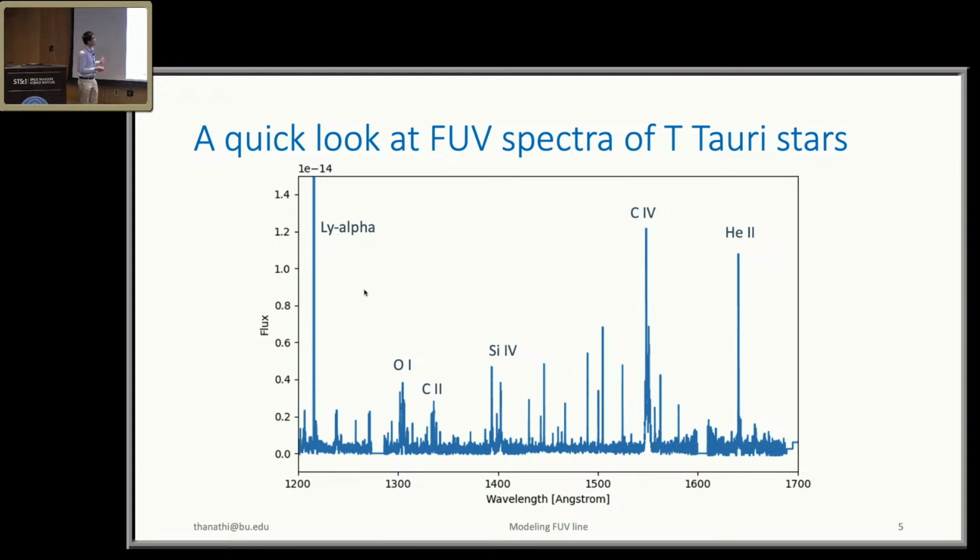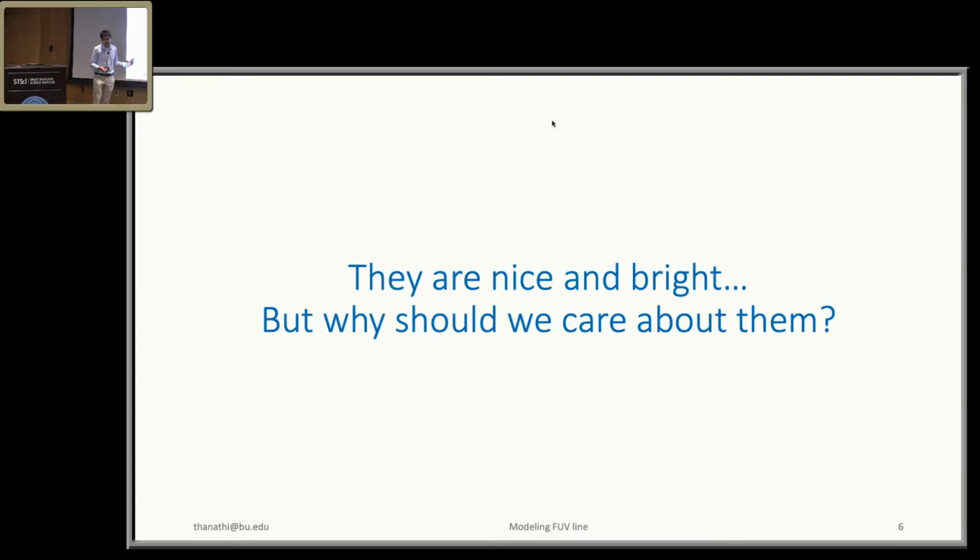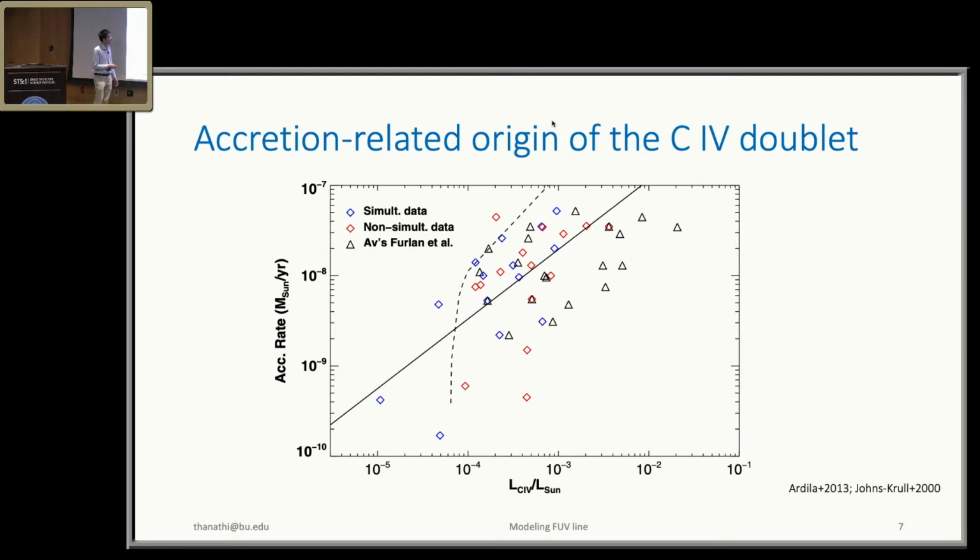Now, when we zoom in and look at the FUV spectra of a star observed by Hubble, we see a forest of lines. Most of these are H2 molecular lines, and there are some very strong atomic emission lines like Lyman alpha, carbon, helium, silicon, all your favorite lines. The question is, how do these lines form? But the bigger question is, why do we care? I mean, they're nice and bright and beautiful, but why should we care about them?